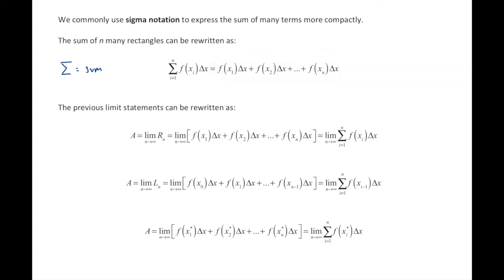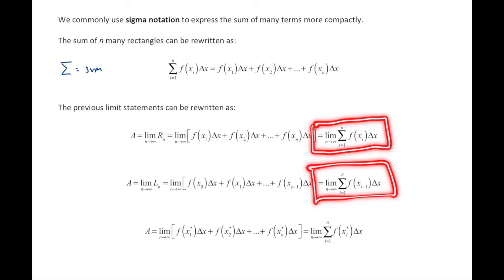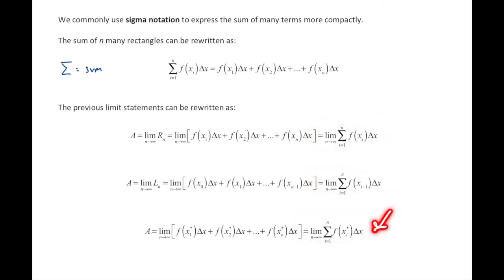Combining this with our limit, this idea that the area is the limit as n approaches infinity of either our right rectangles, our left rectangles, or rectangles formed with any point inside the interval, we can shorten this using our summation, our sigma notation, as such. The last one just generalizes the previous two. This one represents right rectangles, that one represents left rectangles, and x of i is any point on our interval.